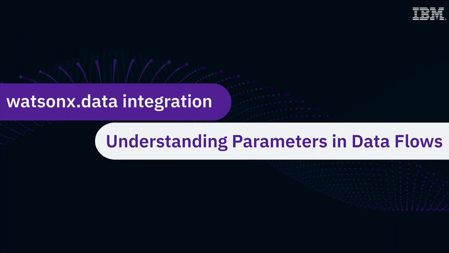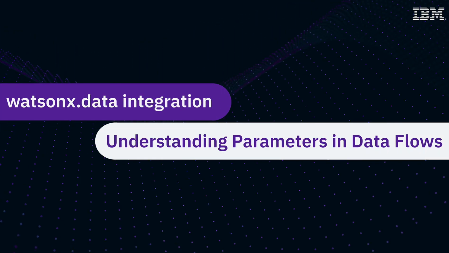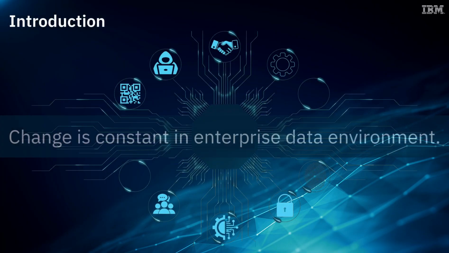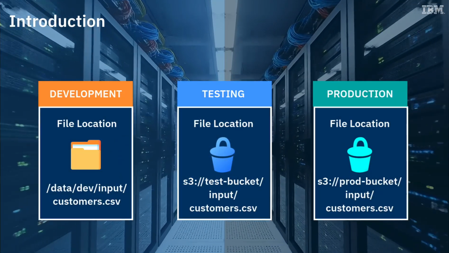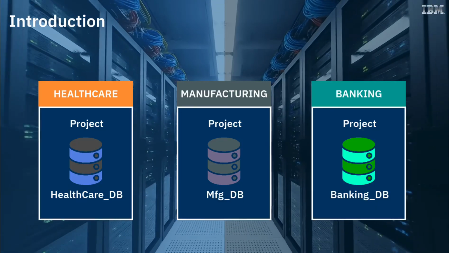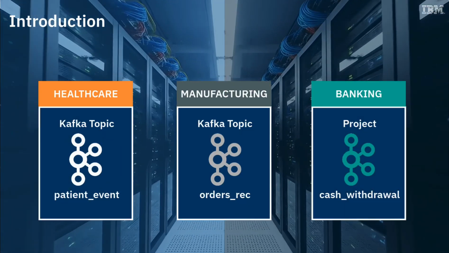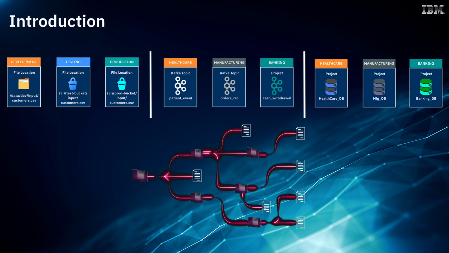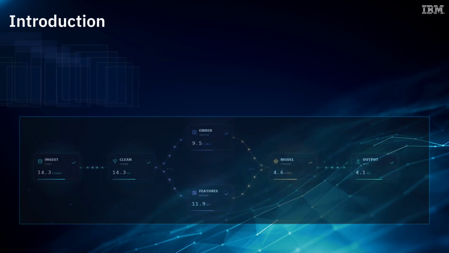In this lesson, you'll learn what parameters are, why they are important, and how they help create dynamic and reusable data flows. In enterprise data environments, change is constant. A file location may differ between development and production environments. Database names can change across projects. Kafka topics may vary depending on the use case. If every change requires editing and redeploying a data flow, maintenance quickly becomes time-consuming and error-prone.